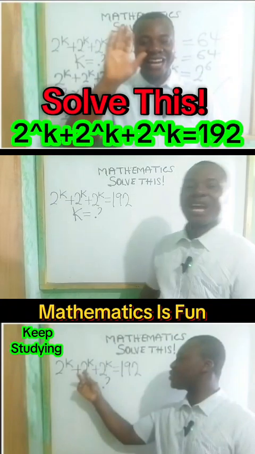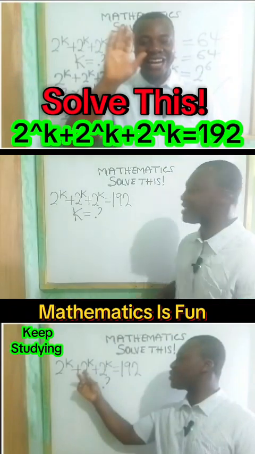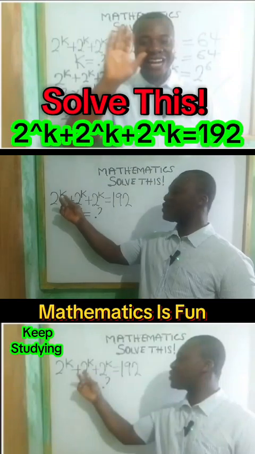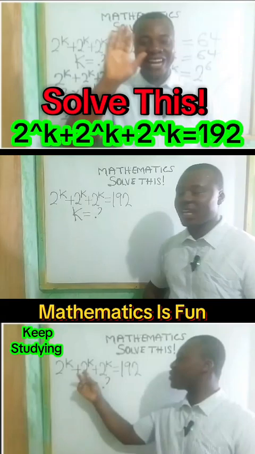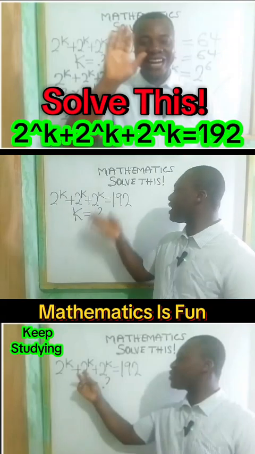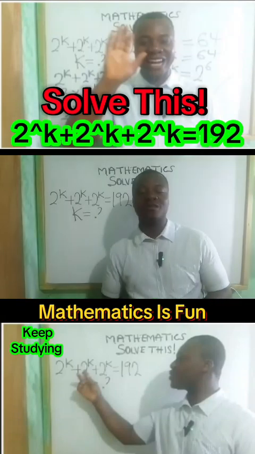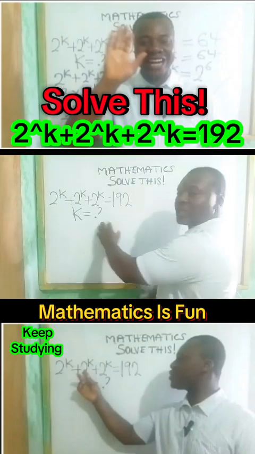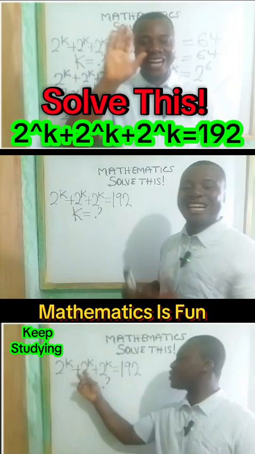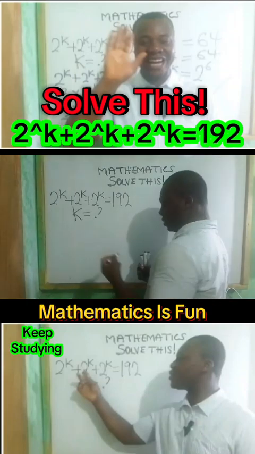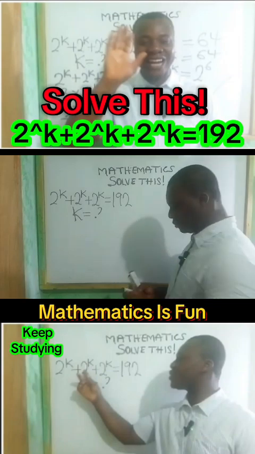Right on the board, we have a math problem. Let's see how we can solve it. We have 2 raised to the power k plus 2 raised to the power k plus 2 raised to the power k equal to 192. The question says we should find k. So we are looking for what? The variable k, or the subject k. So let's look at the solution.